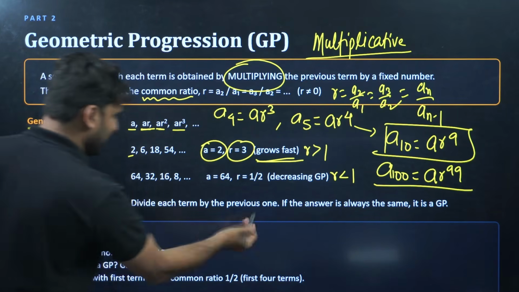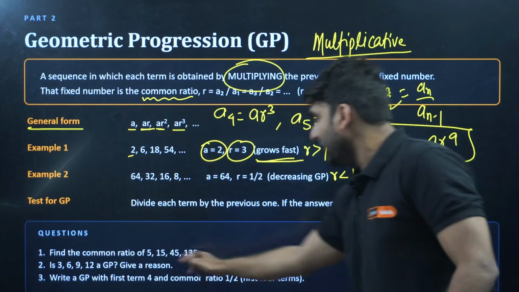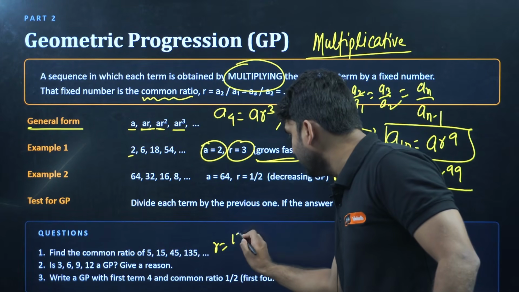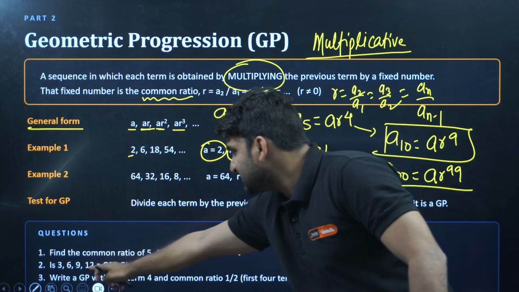Okay, so divide each term by the previous term to get the common ratio. This is clear. Find the common ratio in this question. What will be the common ratio, guys? 15 by 5, which will be equal to 3.